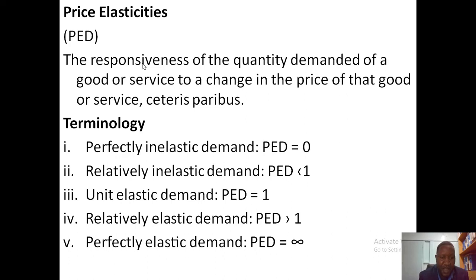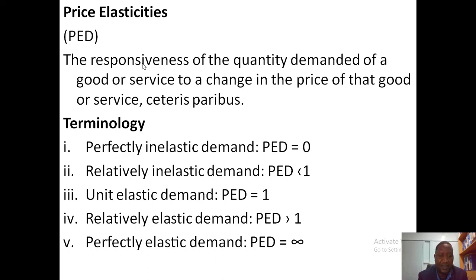The fourth terminology relates to an elastic demand, or relatively elastic demand. This is where the PED is greater than 1. The price elasticity of demand measured is greater than 1. It simply means that the percentage change in price causes a bigger percentage change in quantity demanded.